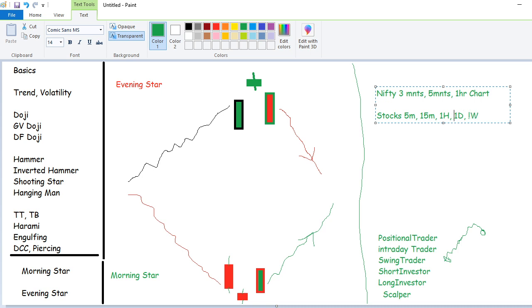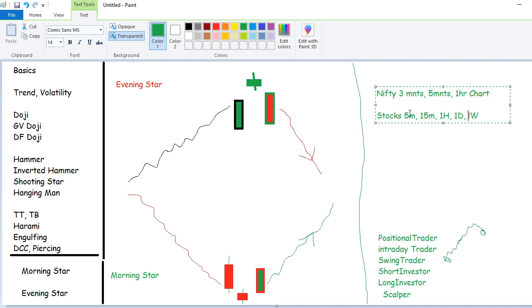Better if you can take the levels from 1 week candle or 1 day candle. Wait for the confirmation on 15-minute candle and take entry according to that. I repeat, if you are trading on stocks, better draw the levels from 1 week candle or 1 day candle. Check for the confirmation and take entry based on 15 minutes or 5 minutes.